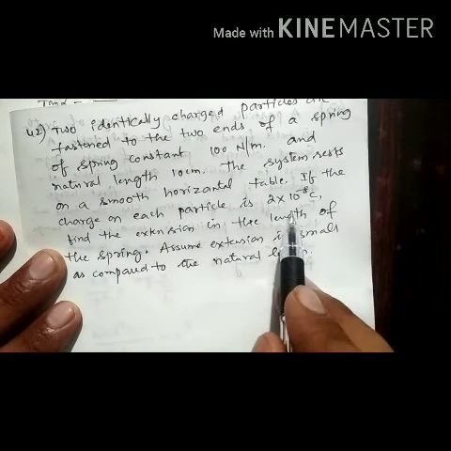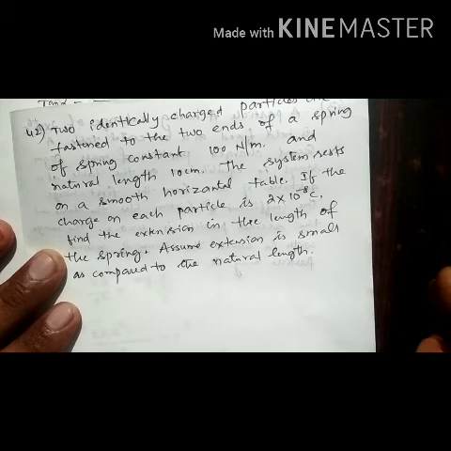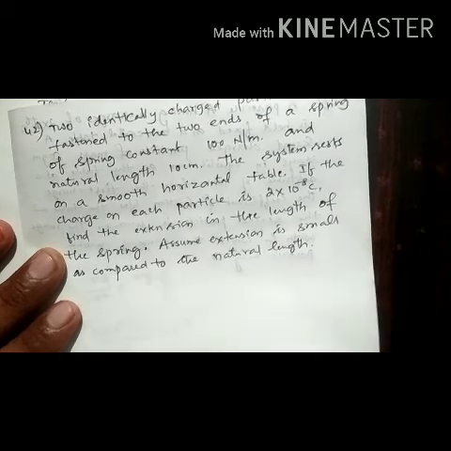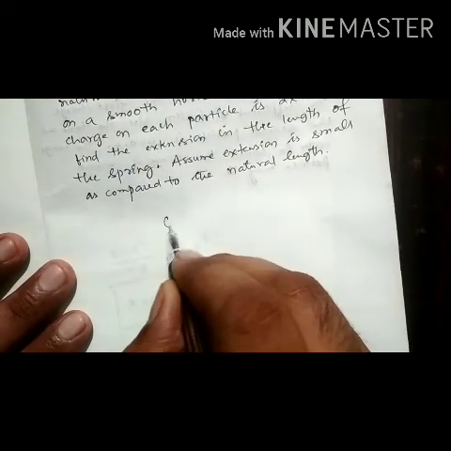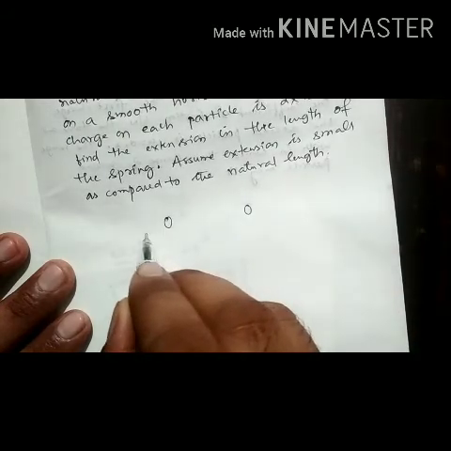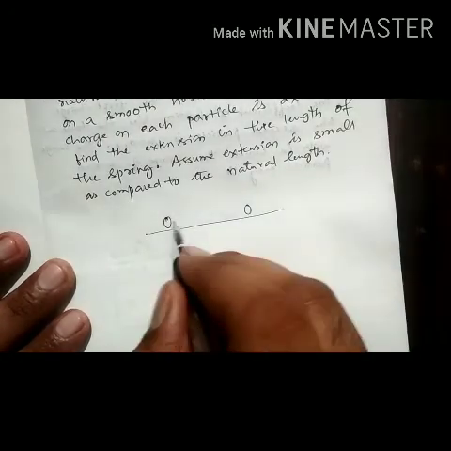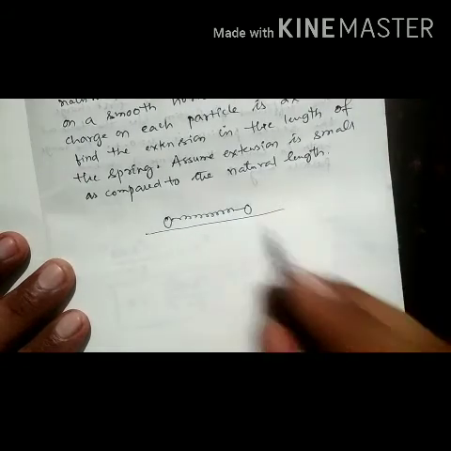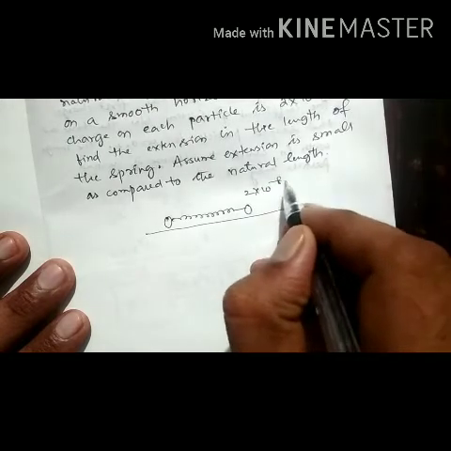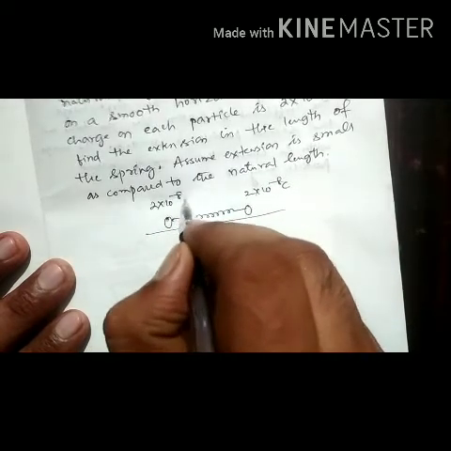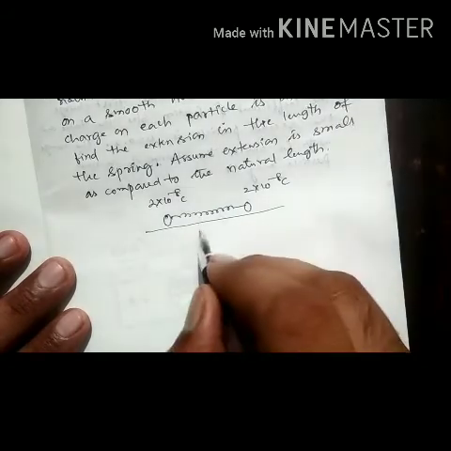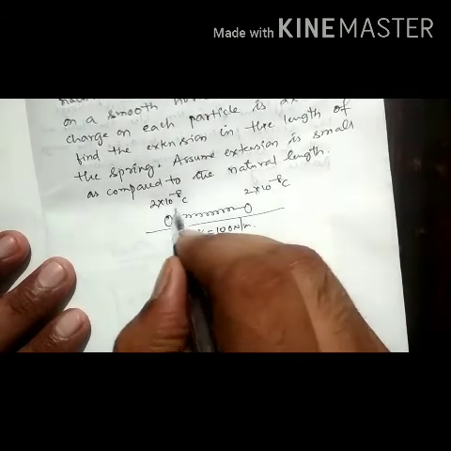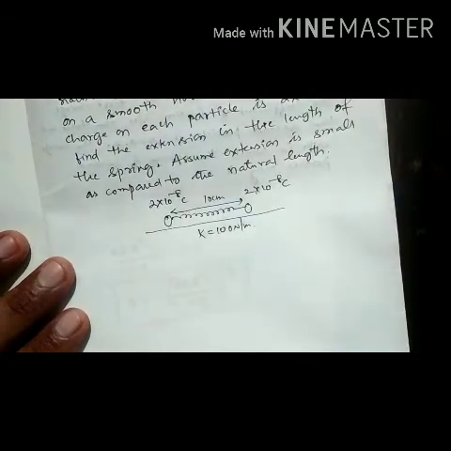If the charge on each particle is 2 into 10 to the power of minus 8 coulomb, find the extension in the length of the spring. So how can we calculate? For example, we consider these are the two charges. These are on a frictionless table, a smooth table, so there is no force of friction here, and they are connected by a spring, and each is given a charge of 2 into 10 to the power of minus 8 coulomb, and spring constant k is equal to 100 Newton per meter, and the natural length is 10 centimeters. Natural length means without any elongation.